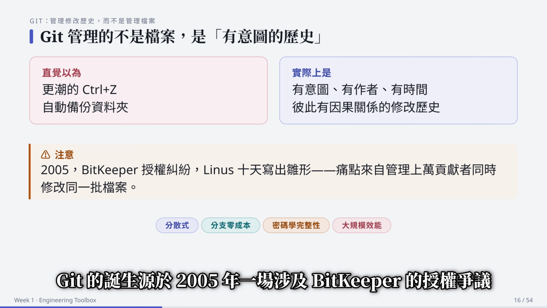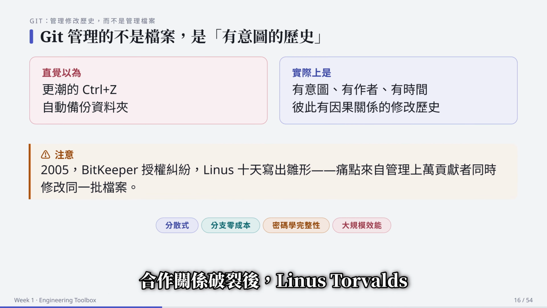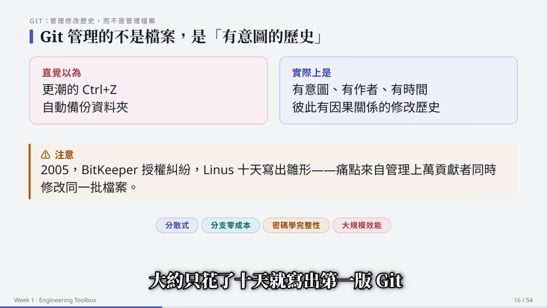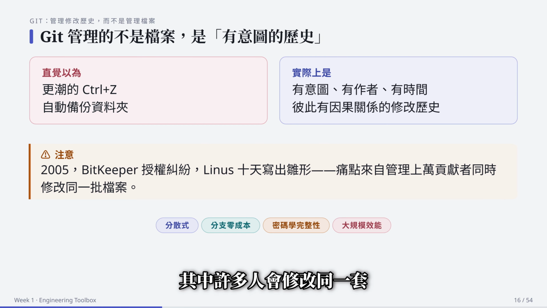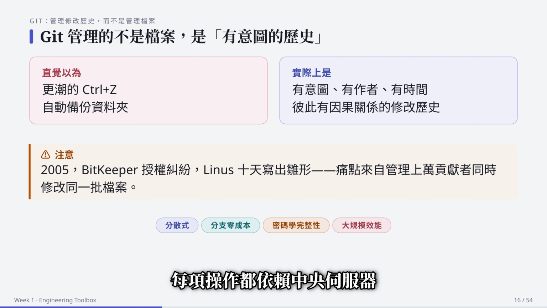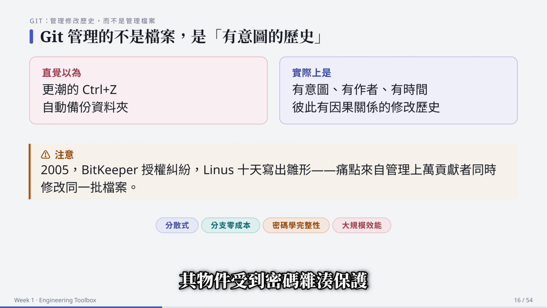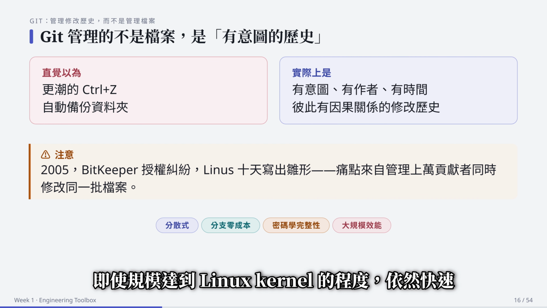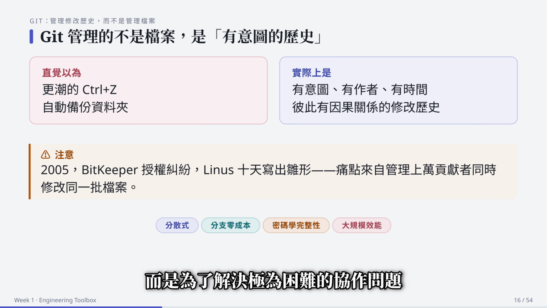Git exists because of a licensing dispute in 2005 involving BitKeeper, a tool the Linux kernel project had been using to manage contributions. When that arrangement fell apart, Linus Torvalds wrote the first version of Git in about 10 days. It's worth pausing to consider the engineering pressure behind it, coordinating a huge number of contributors, many of them editing overlapping parts of the same codebase at a scale where relying on a centralized server for every operation would be painfully slow. That's why Git is distributed, why creating a branch costs almost nothing, why its objects are protected by cryptographic hashes, and why it remains fast even at the scale of the Linux kernel. These weren't arbitrary design choices. They were direct responses to an extremely difficult coordination problem.